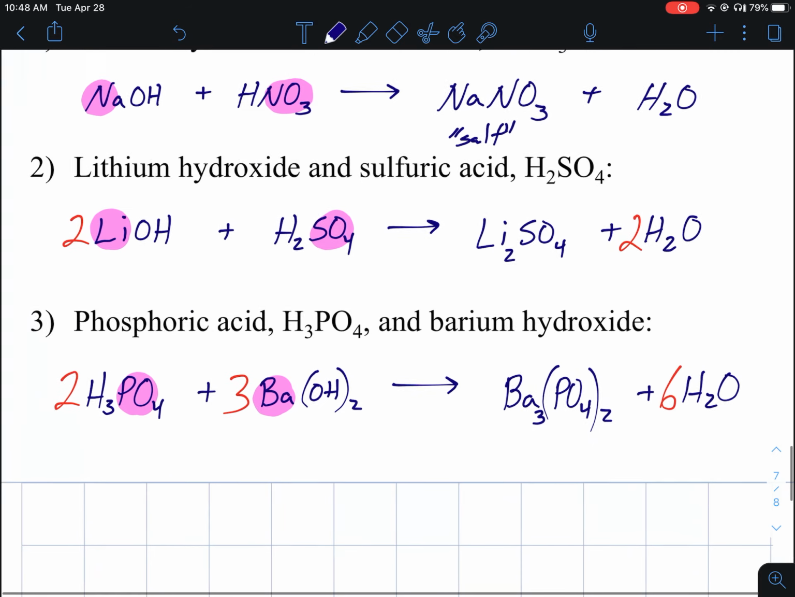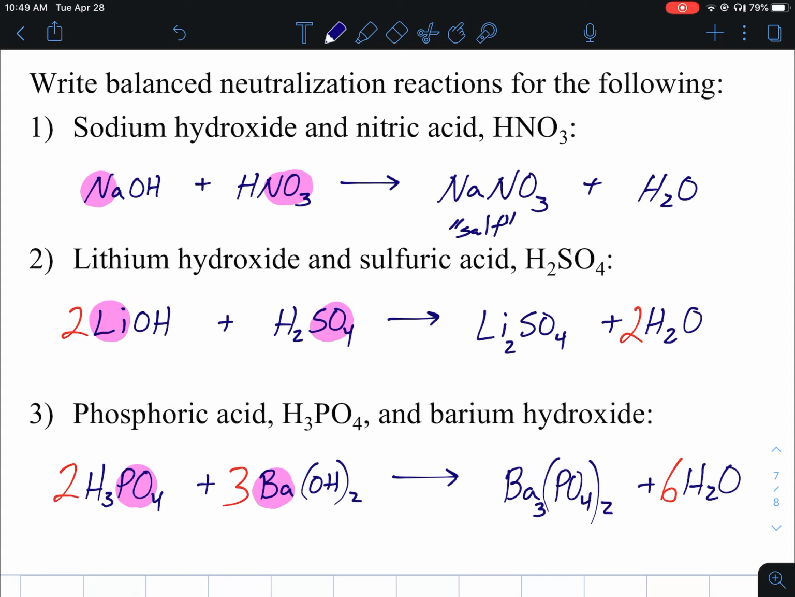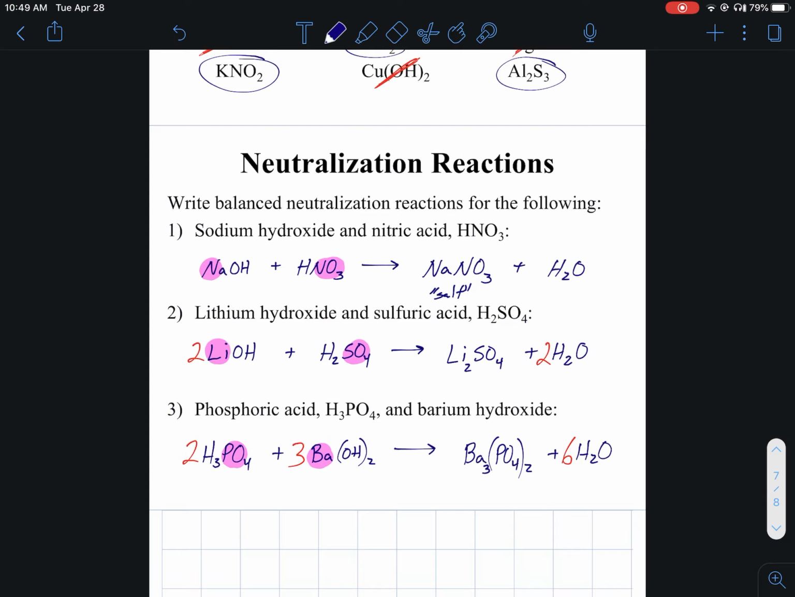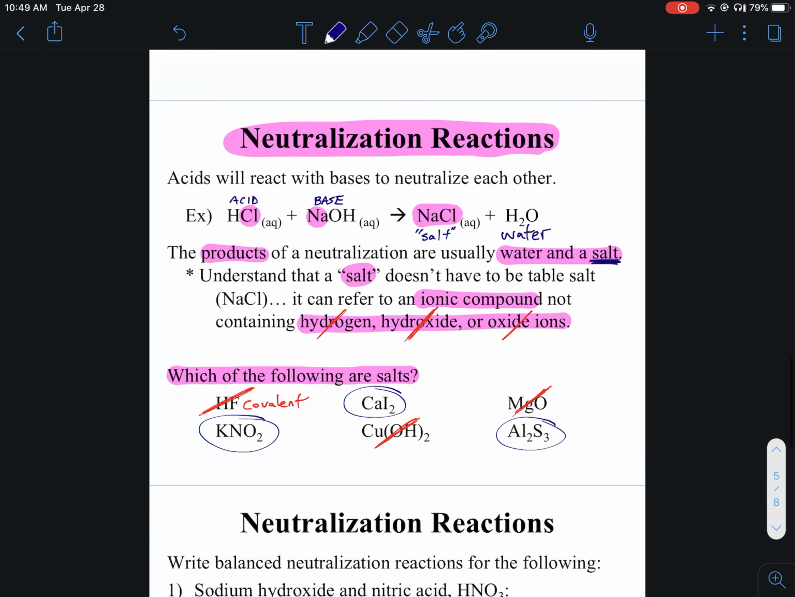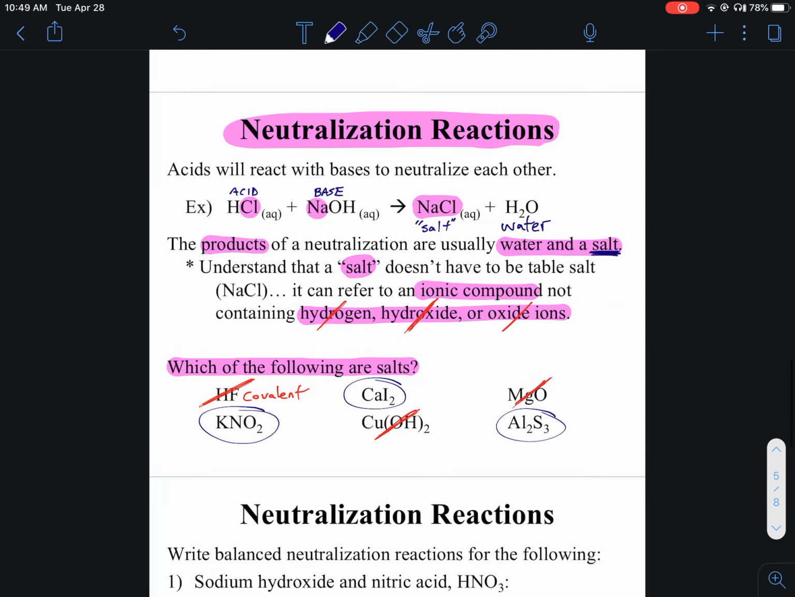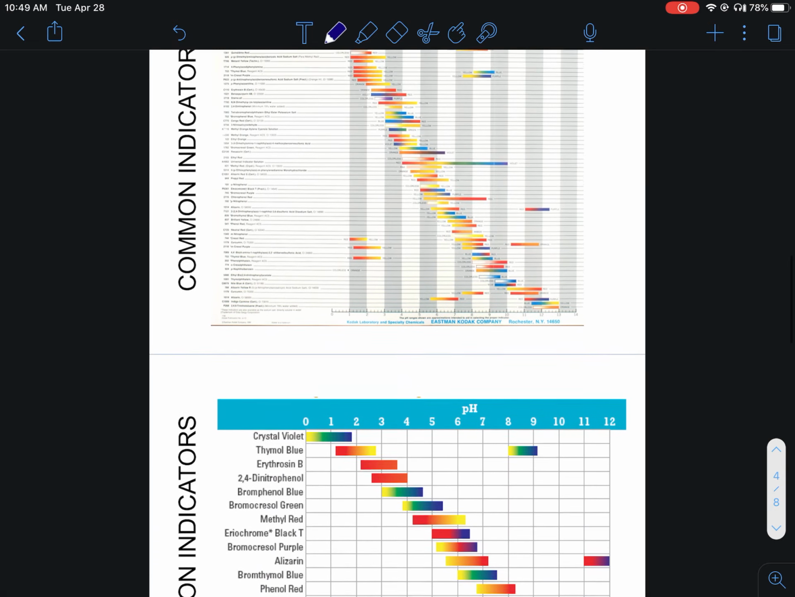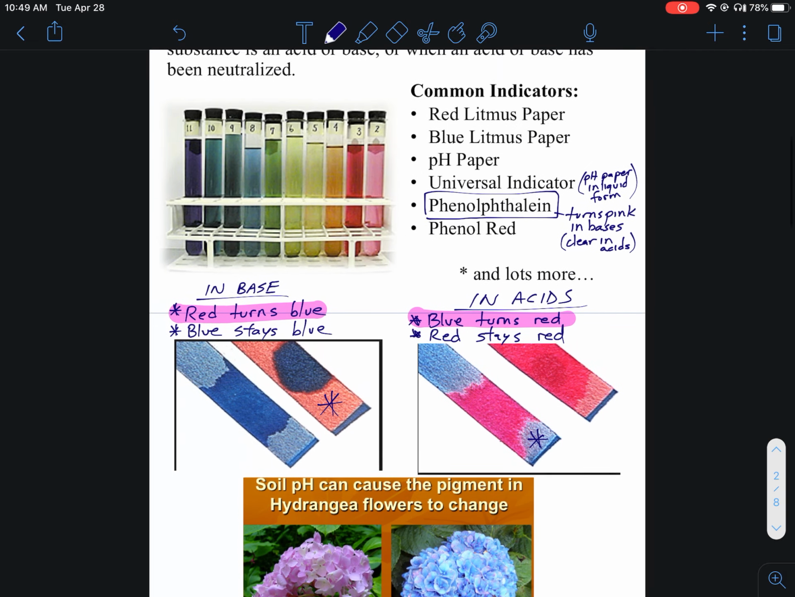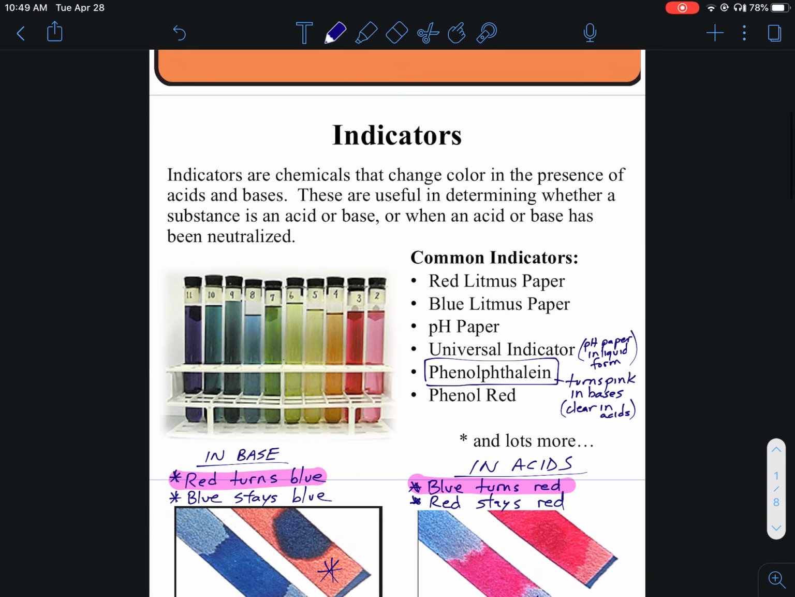Okay. So if you look, these are really no different than what we did in the previous unit when we did our types of reactions. They're just double replacement reactions. That's all they are. Okay. So in review, we learned that neutralization reactions, we can write them out and balance them. They're going to produce water and some sort of an ionic compound called a salt. And then we talked about indicators and how they change colors at various pHs and how that's useful for us to identify whether a substance is an acid or a base.